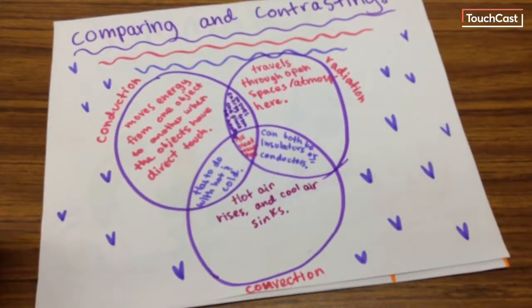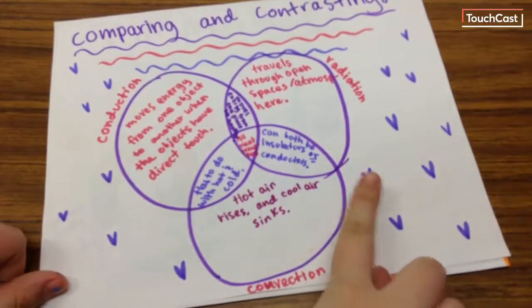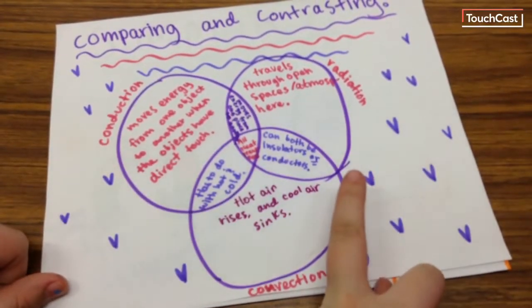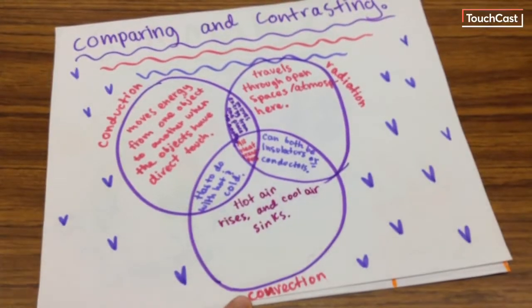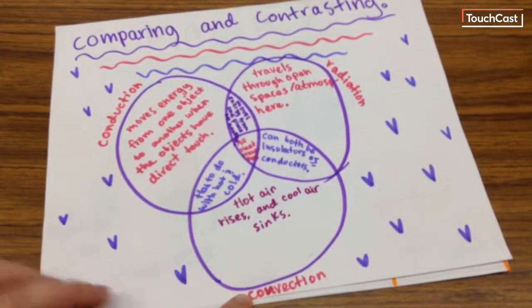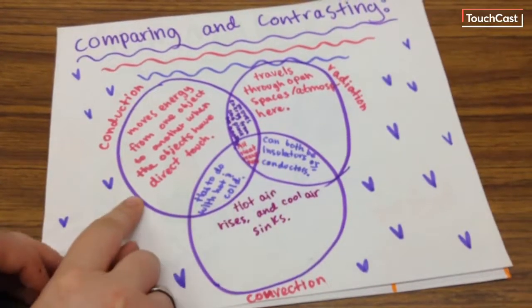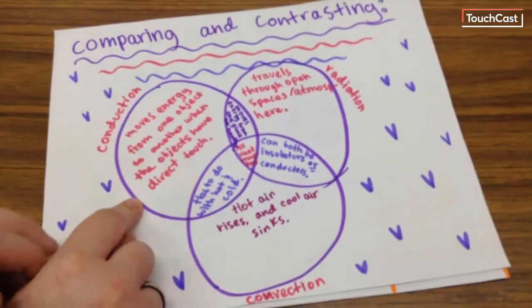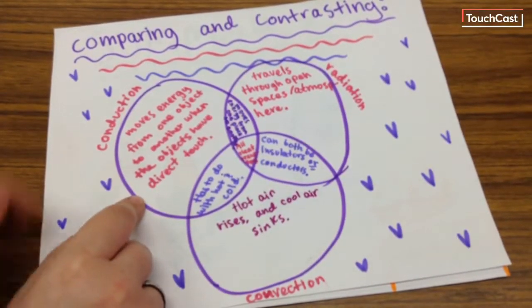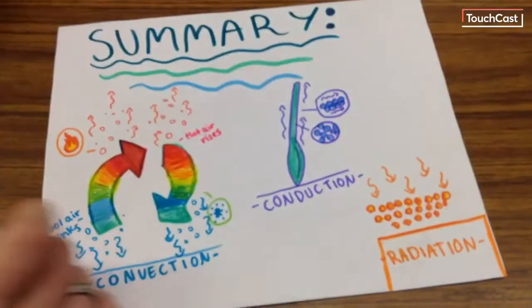Radiation is different from the rest of them because it travels through open spaces or the atmosphere. Convection is different from all the rest because hot air rises and cool air sinks. Conduction is different from the rest because it moves energy from one object to another when the objects have direct touch.